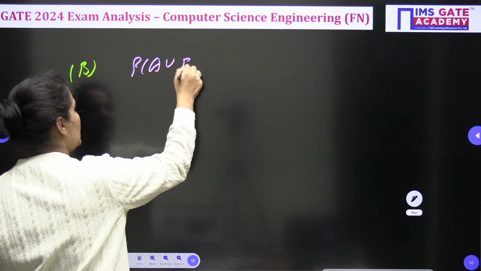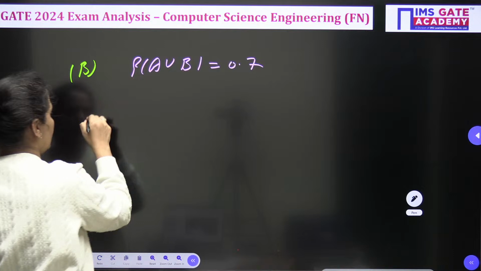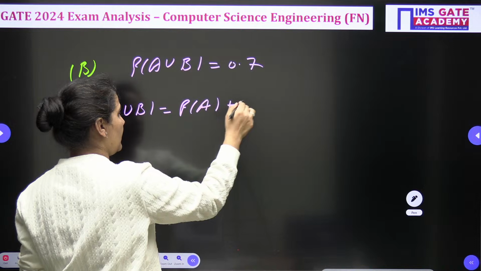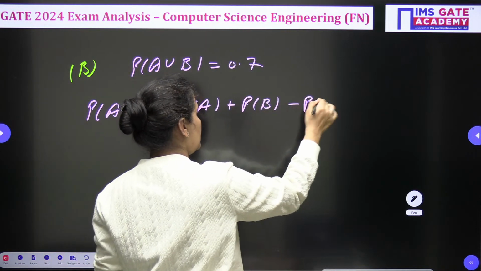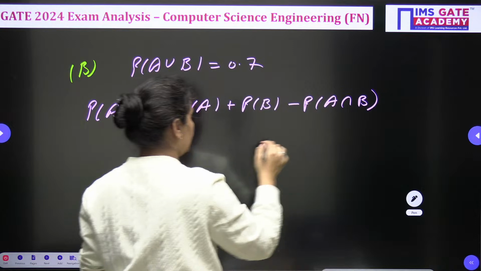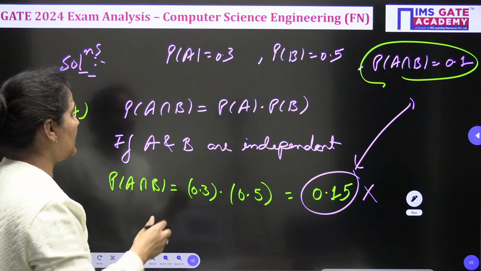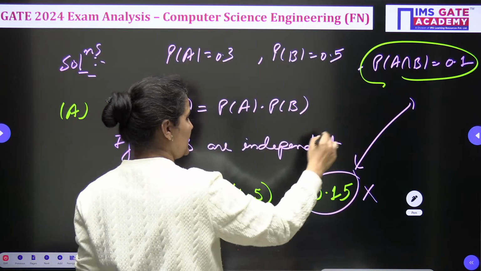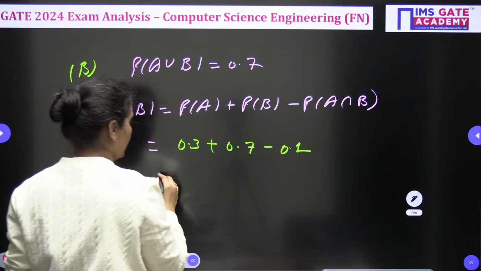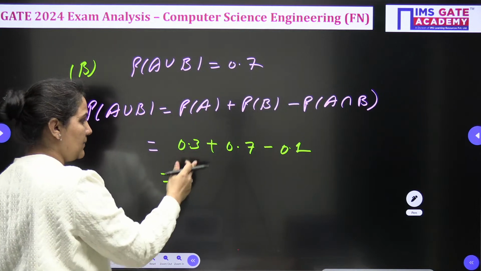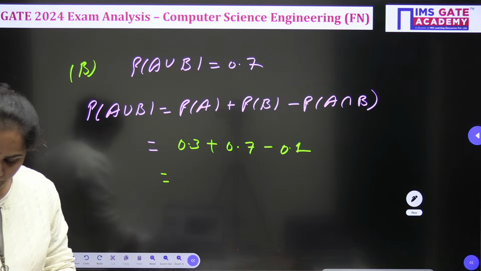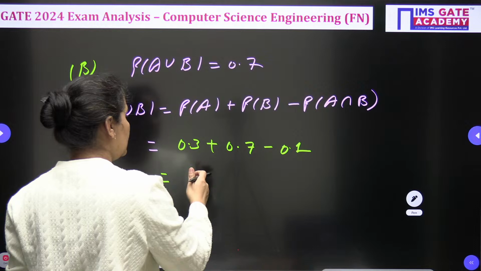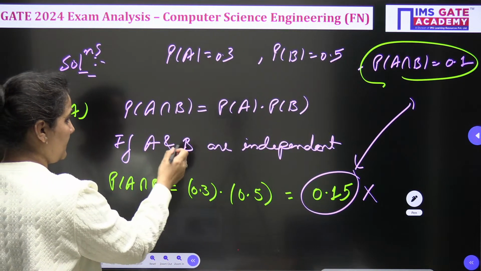So probability of A union B, when I'm taking this 0.7. We know very well A union B can be written as probability of A plus probability of B minus A intersection B. So probability of A is 0.3, probability of B is 0.7, A intersection B is already given to you, 0.1. So 0.3 plus 0.7 minus 0.1 gives 0.9. And when you solve it, look at the option.